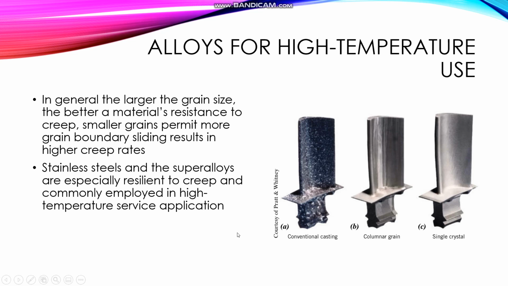And here we have the example of a turbine blade. It is made of polycrystalline material, and A is made of conventional casting. As you can see here, the rupture is happening. B is the columnar grain, and C is the single crystal. As we change the method, the creep resistance is increased.